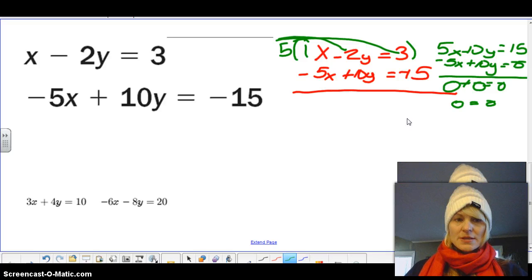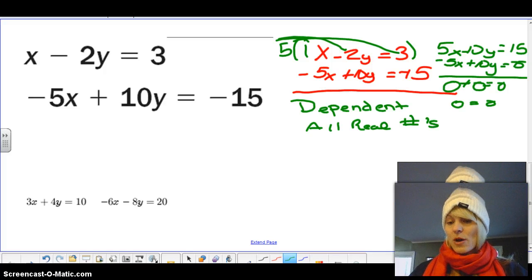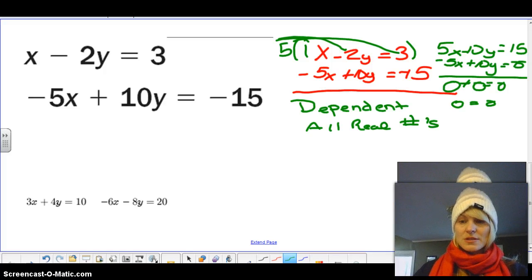Is that a true statement? Is 0 equal to 0? It sure is. So because the variable is crossed out, and that is a true statement, this must be dependent, meaning they're the same line. So if they're the same line, my answer should be all real numbers. Or we said infinite solutions, okay?